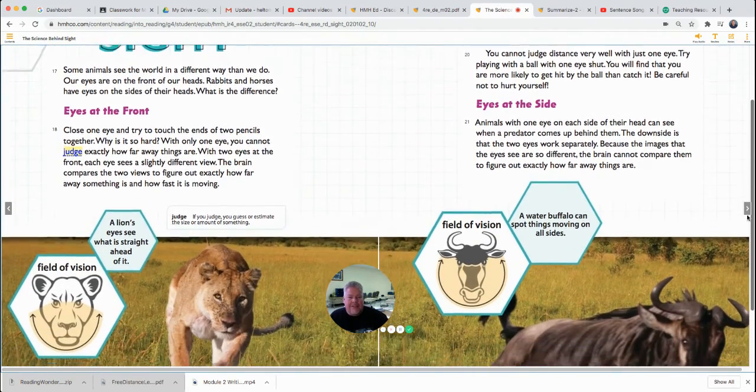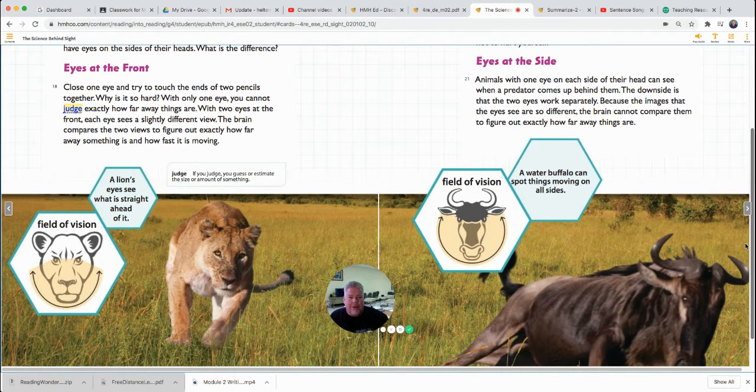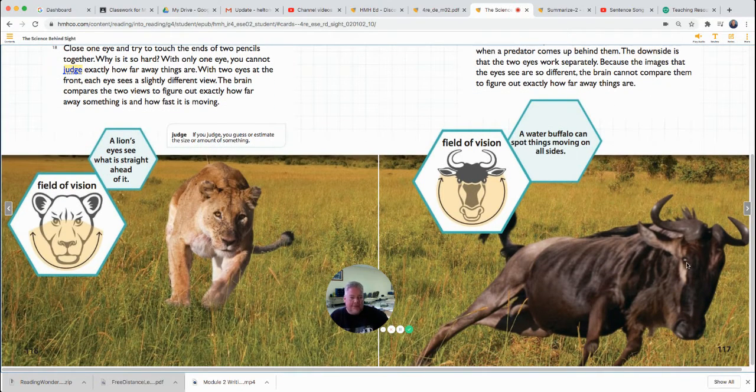Animals with eyes at the side. Animals with one eye on each side of their head can see when a predator comes up behind them. The downside is that these two eyes work separately. Because the images the two eyes see are so different, the brain cannot compare them to figure out exactly how far away things are. So, since his eyes are on the side of his head, he can kind of see further back than we could. He can see kind of behind him. His field of vision is bigger. The water buffalo can spot things moving on all sides.